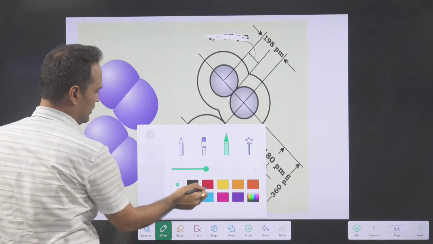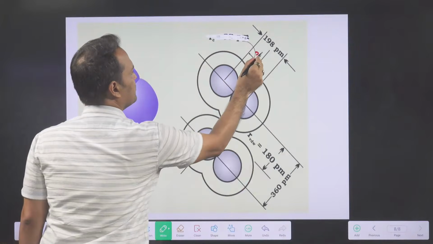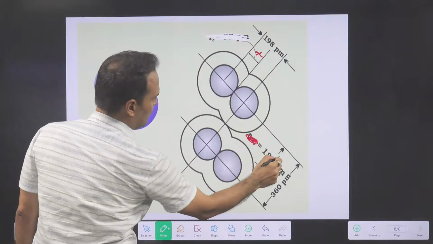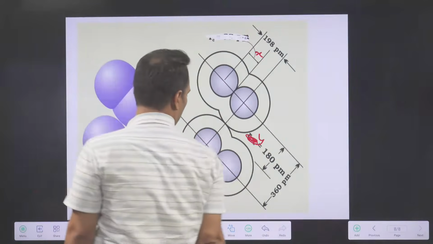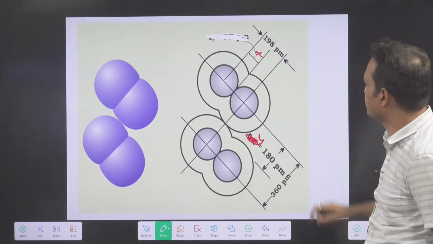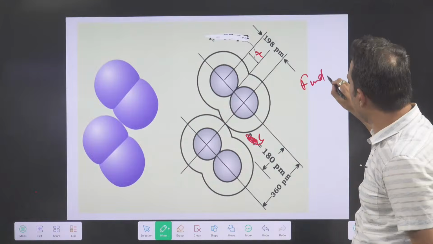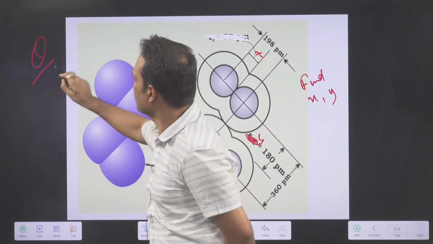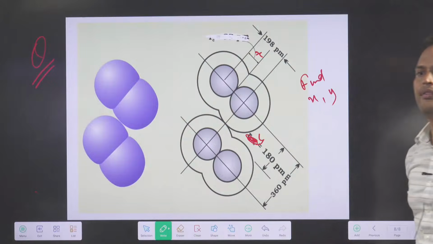I will write that this one is x. And this one I will write that this one is y. You have to tell what is x and y. Find x, y.